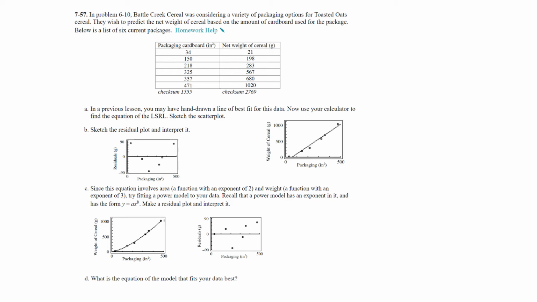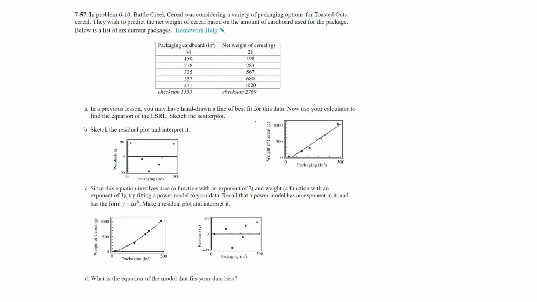In part A, it says, in the previous lesson, you may have hand-drawn a line of best fit for this data. Now I want you to use your calculator to find the equation of the least squares regression line and sketch the scatter plot. I can't show you all of the graphing calculator steps on the video, but you have the sheet that goes back through and explains that. You have to set up your scatter plot, input your lists, and then sketch the scatter plot.